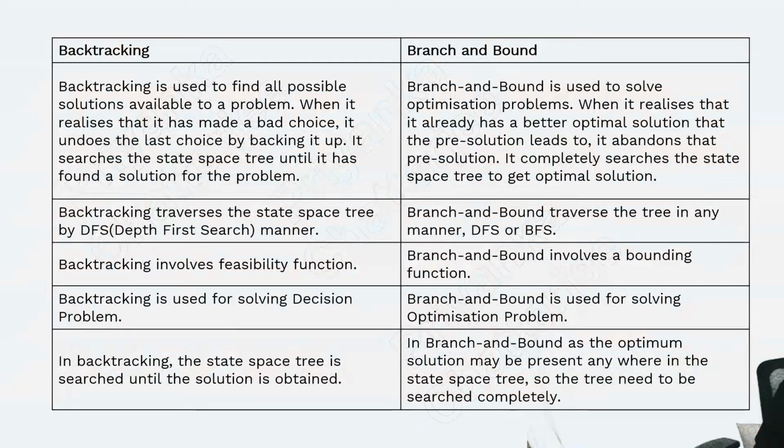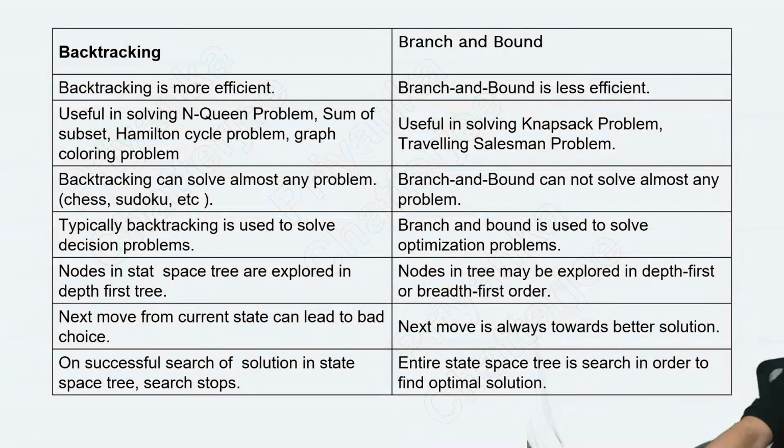Okay. Backtracking involves the feasibility solution. Branch and bound involves a bounding function. Backtracking is used for solving decision problems. Branch and bound is for solving optimization problems. Backtracking has a state space tree, and branch and bound is optimal. So the difference between branch and bound and backtracking is also important.